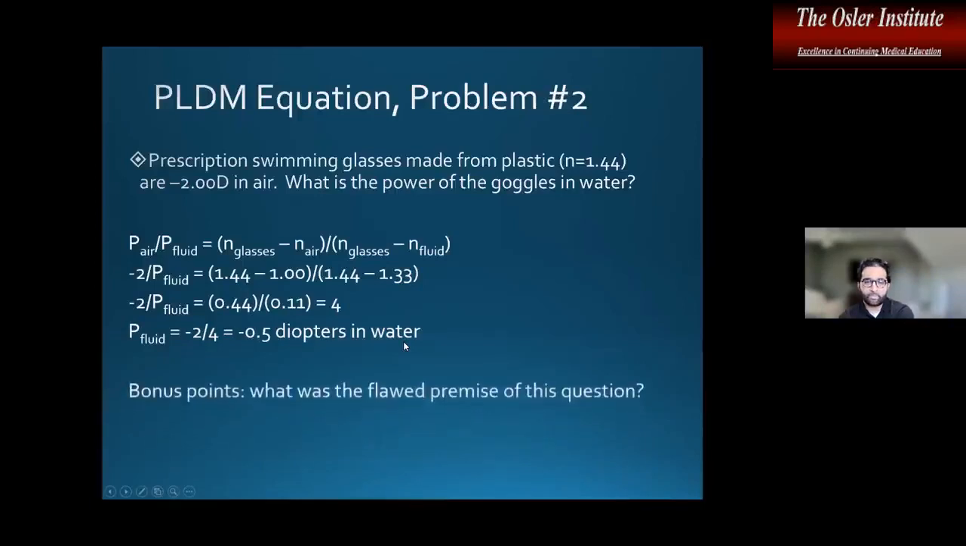Okay, now bonus points. What was the flawed premise of this question? In other words, does this say that if we get these fancy -2 diopter prescription swimming goggles made from plastic, we put them on, and now we go swimming, that these goggles are only going to be -0.5 diopters in water? Well, no, because what we're assuming is that we have a good suction cup. We've got air between the glasses and our eye. And so those will actually function as -2 diopters in water as well.